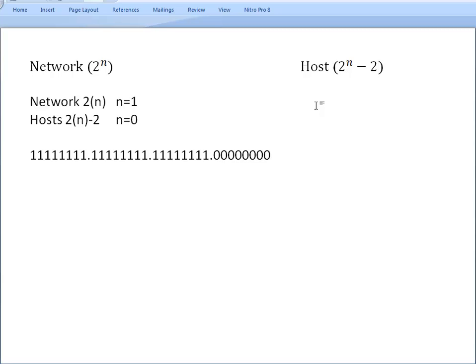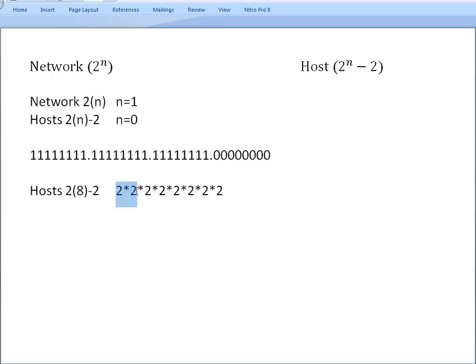Now, if you use the formula, for example, you have 24 ones and 8 zeros. So let's just use the formula for 8 zeros. Every time you think of the zeros, you are calculating the hosts: 2 to the power n minus 2. Because we have 8 zeros here, n becomes 8. That is similar to saying 2 times 2 times 2, eight times.